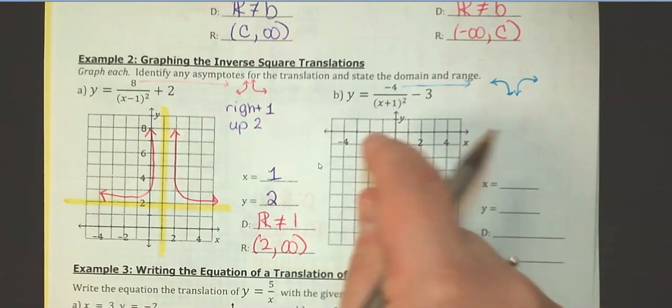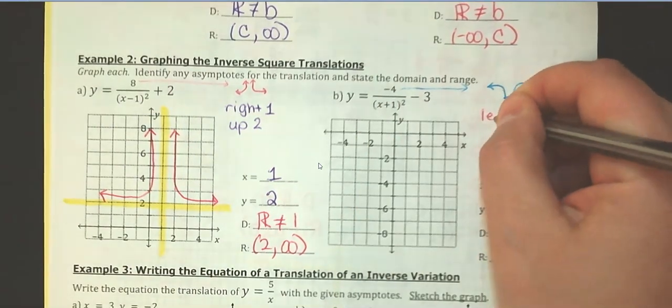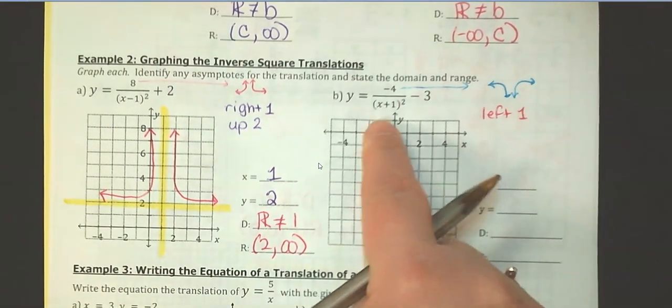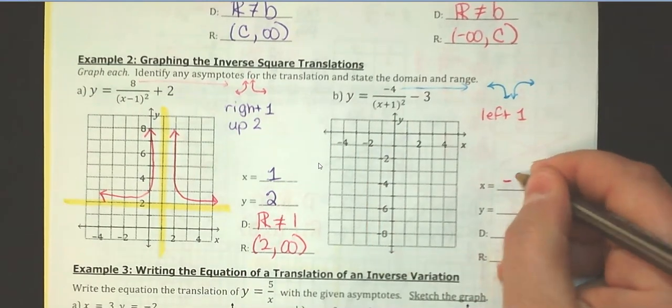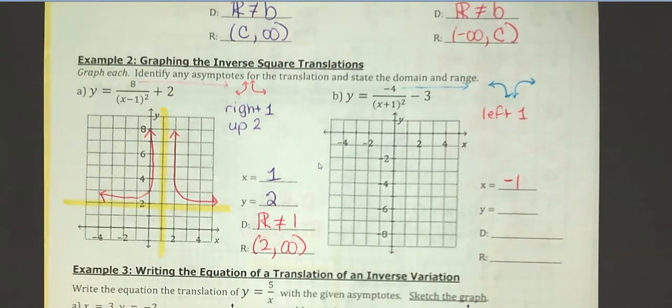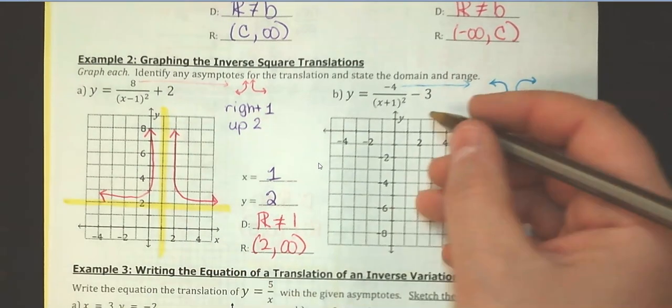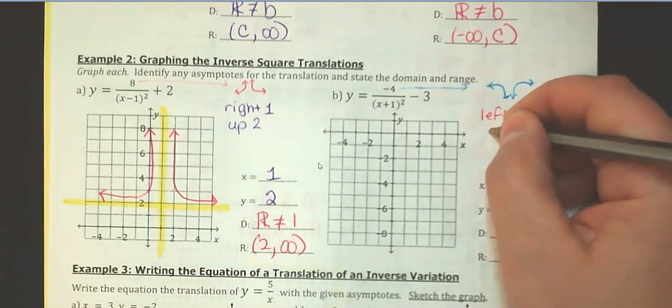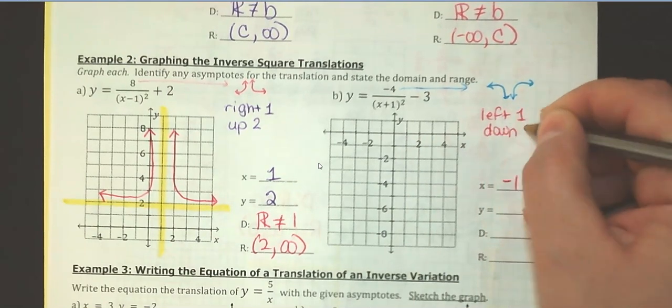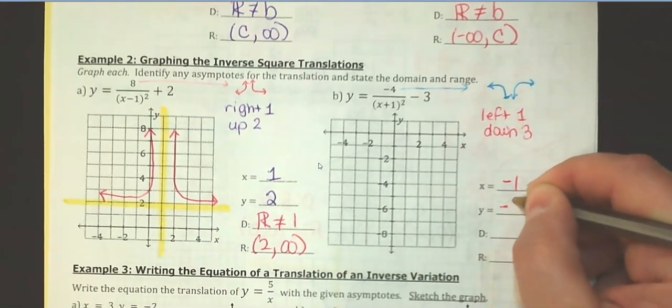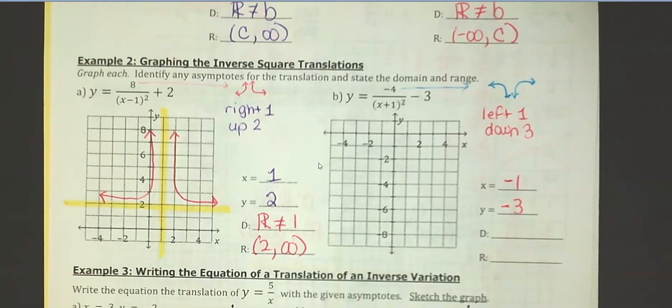Now, this one, let's see what we're doing here. X plus 1. So this is actually going to go left 1, because if I plugged in -1 to the bottom of that fraction, we would be dividing by 0, which is not okay. That's going to give us an error. So that's going to be our asymptote. And then the y is going to move up or down. That's just going to be to the side of the fraction. This is -3 here, so that's going to shift the graph down 3. So it would just be y equals -3.